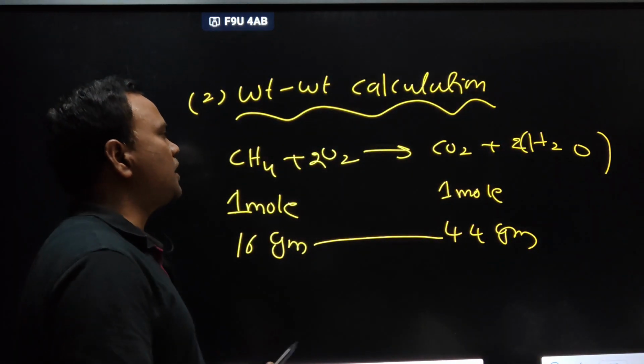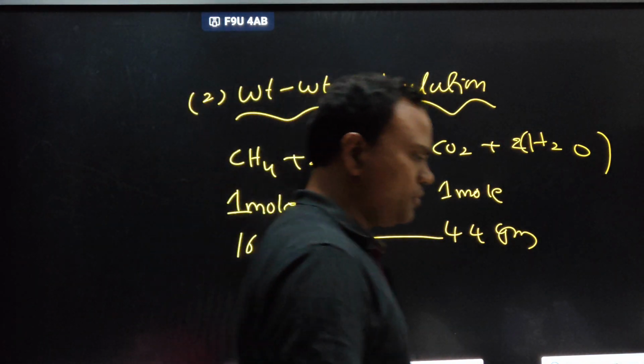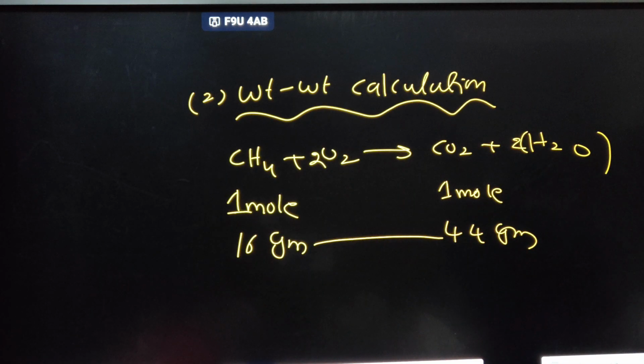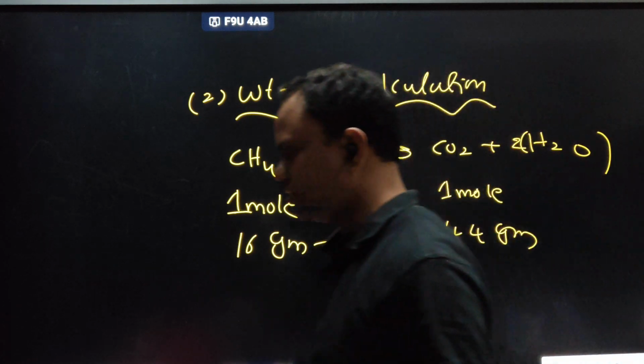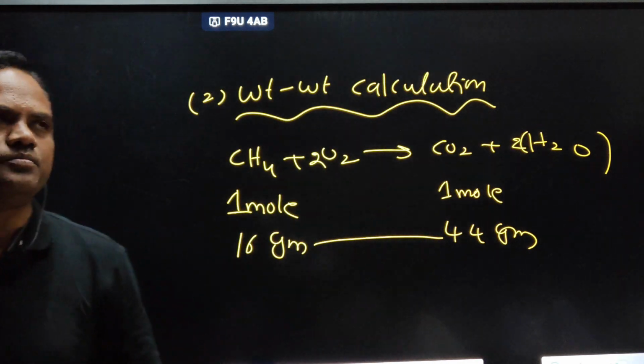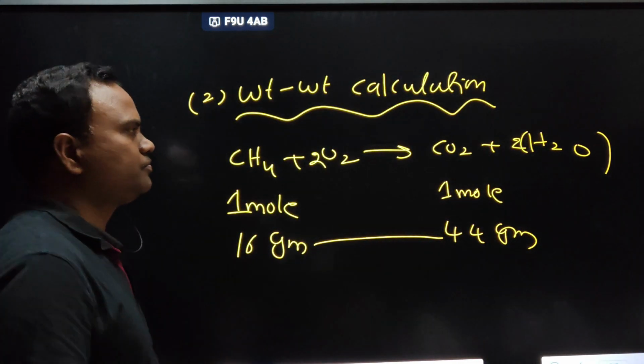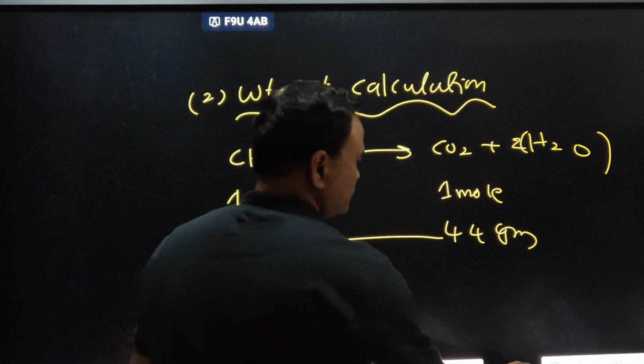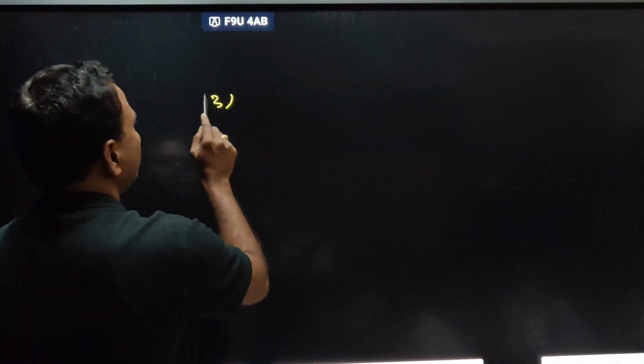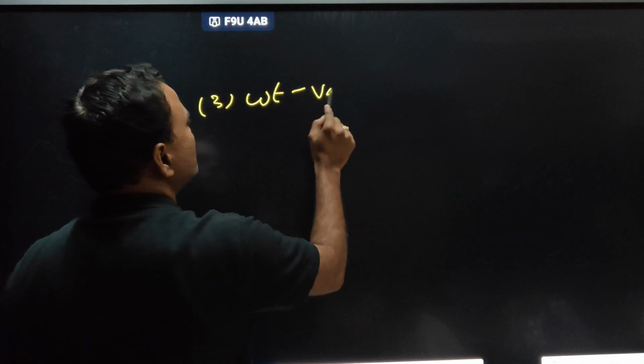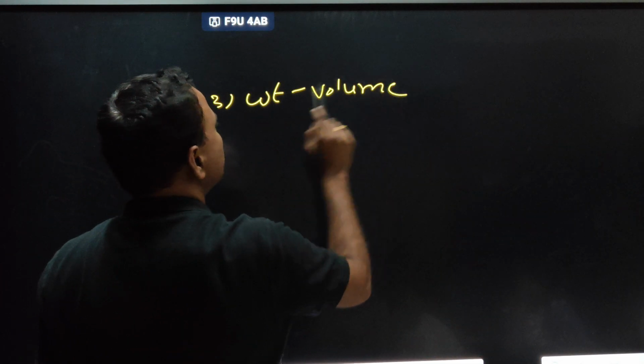Next, weight-volume calculation. It means one substance's data is present in terms of weight, and the other substance's data is in terms of volume. Third one, weight-volume relation or weight-volume calculations.